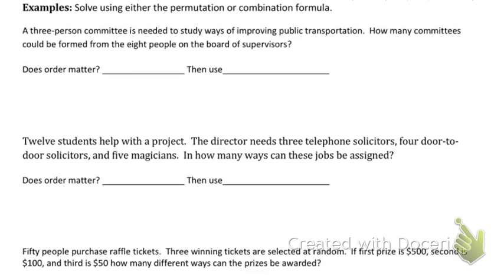So we have a 3-person committee is needed to study ways of improving public transportation. How many committees could be formed from 8 people on the board of supervisors? So it's just a committee of 3 people. They all have equal powers. Does order matter? Do you care if you're committee member number 1, 2, or 3? No, order does not matter.